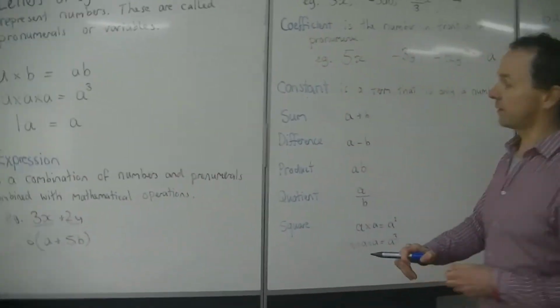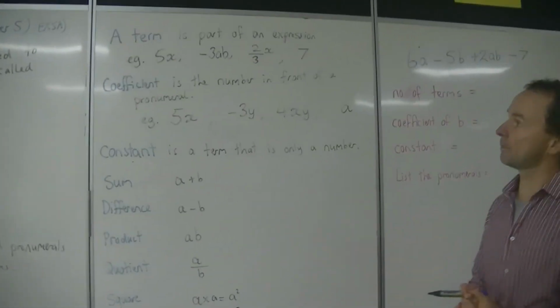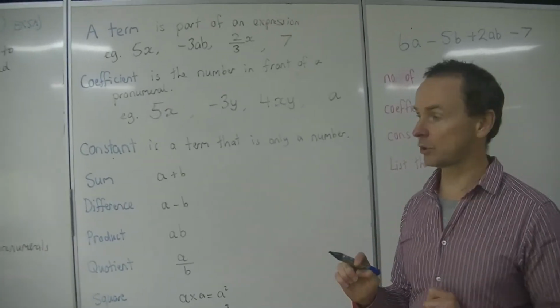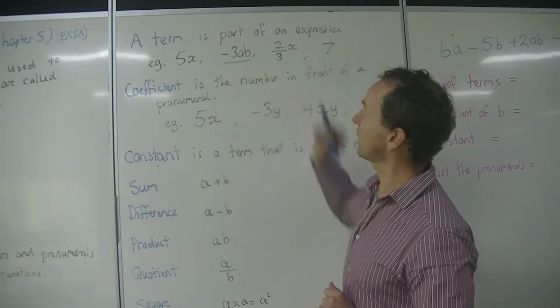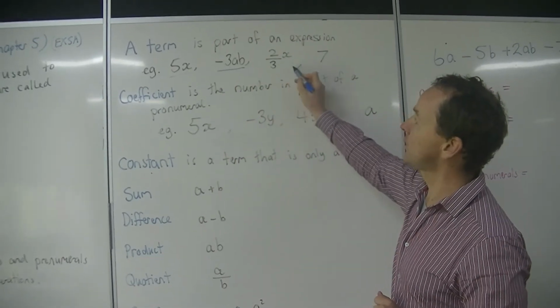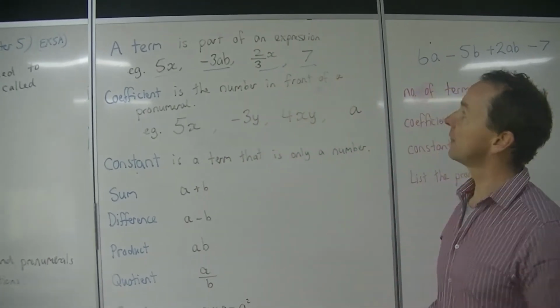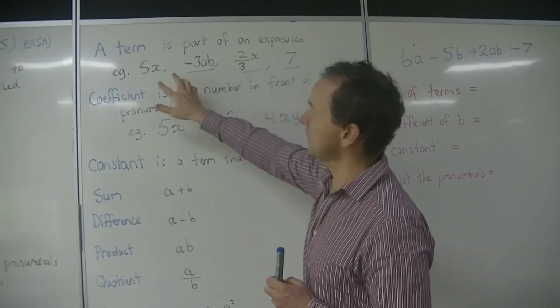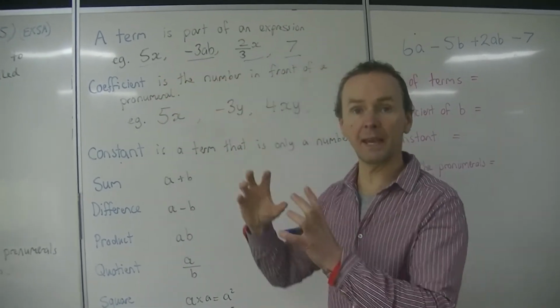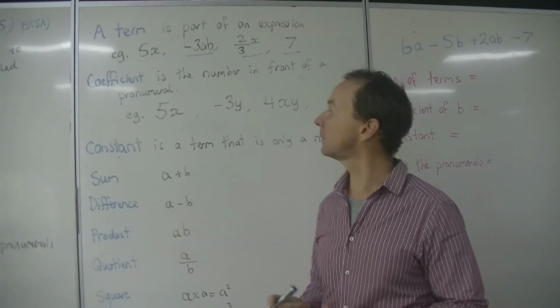So the next thing it brings me on to is a term. A term is part of an expression. So things like just 5x, or minus 3ab, or even 2/3 x, or even 7, they're all terms. So they're separate terms, and if we combine some of those terms with a plus or a minus sign together, then it becomes an expression.